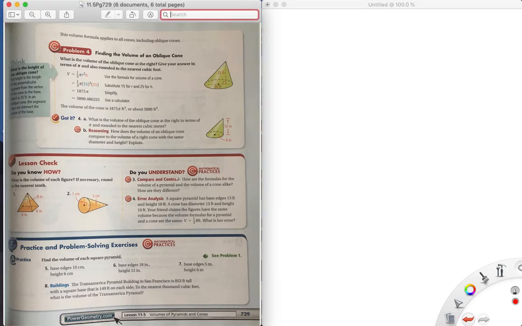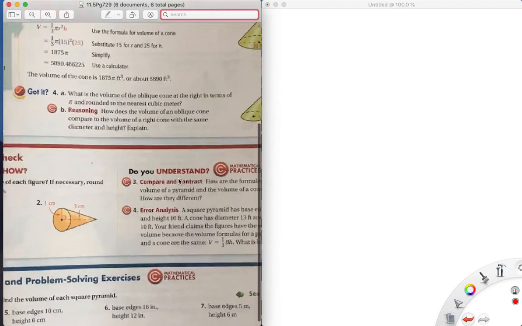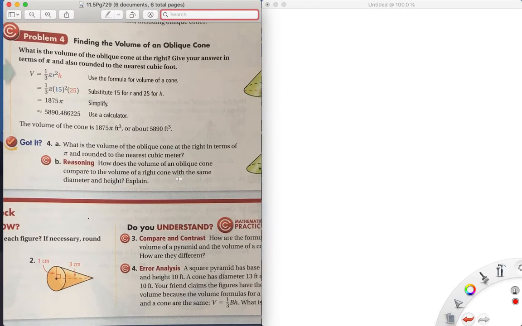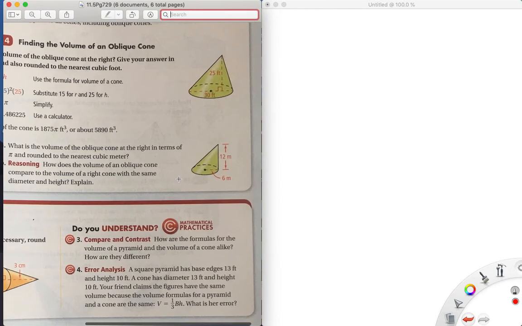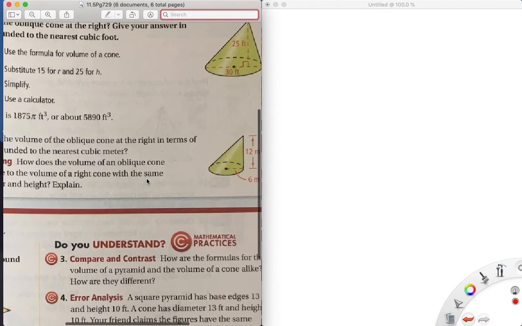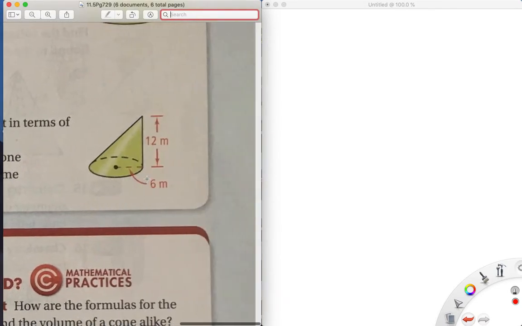Alright, in this example over here, we have an oblique cone. The thing about the oblique cone is that the vertex is not perpendicular to the base, or I should say, it does not hit the perpendicular intersection. It doesn't occur at the center of the circle of the base. It's off center. So the example that they give us down here is an oblique cone.